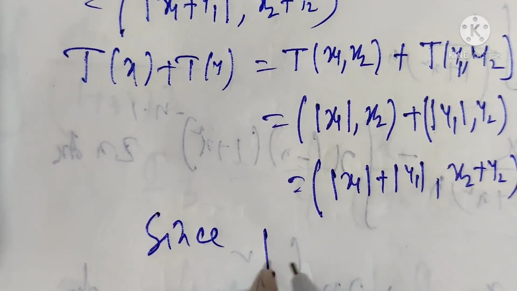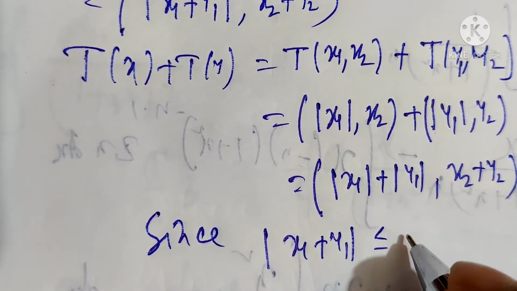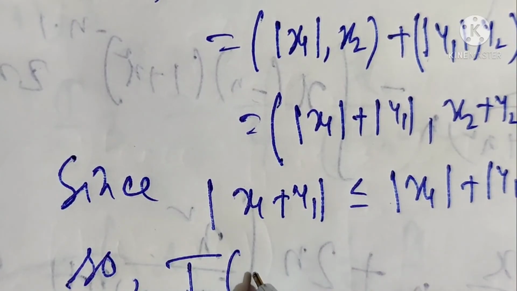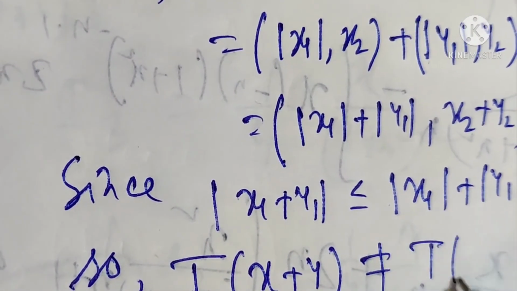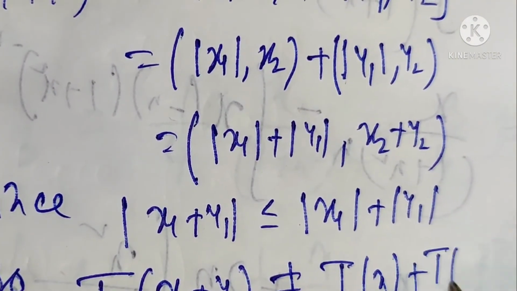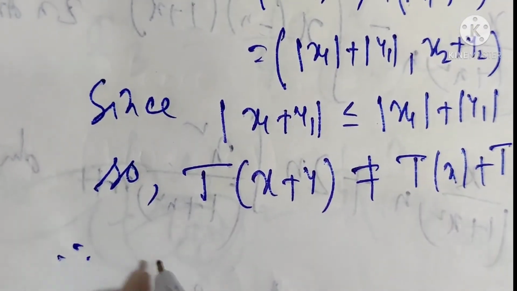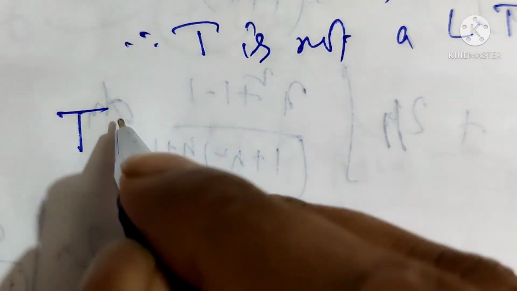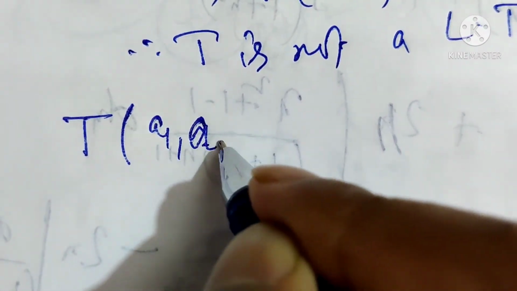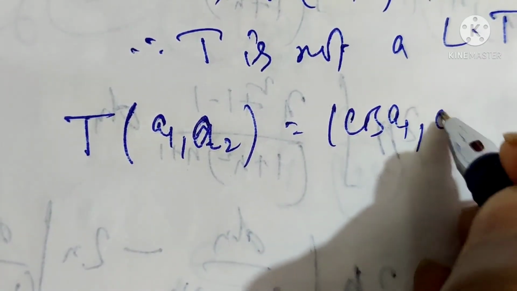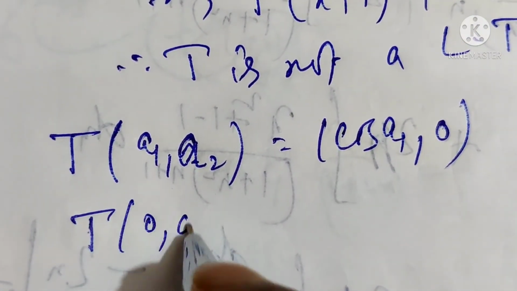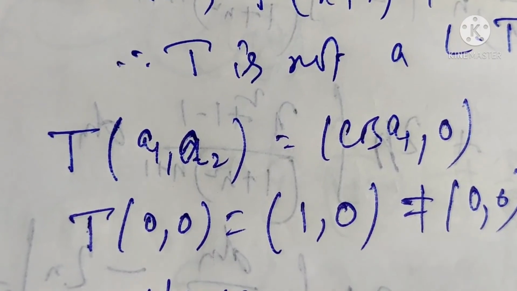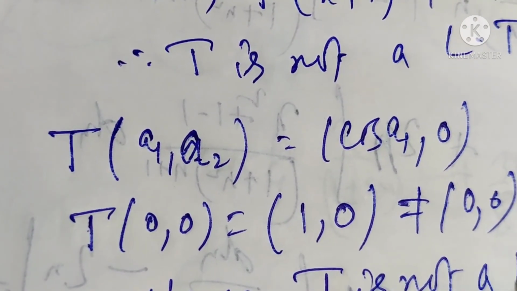Since modulus of x1 plus y1 is less than or equal to modulus of x1 plus modulus of y1, T of x plus y does not equal T x plus T y. Therefore, T is not a linear transformation. Next problem, T maps (a1, a2) to (cos of a1, 0). T of (0, 0) equals (1, 0), not equal to (0, 0). Hence T is not a linear transformation.